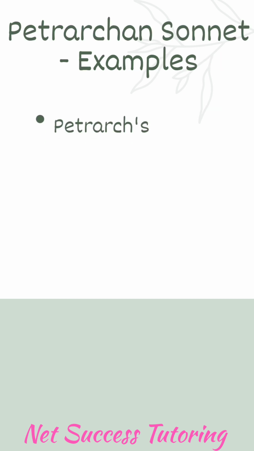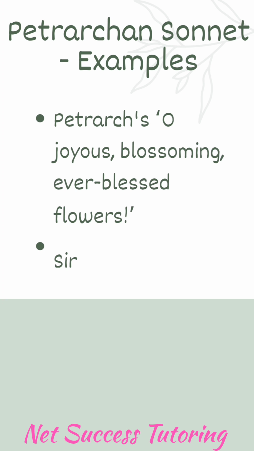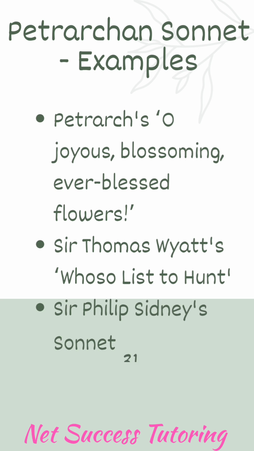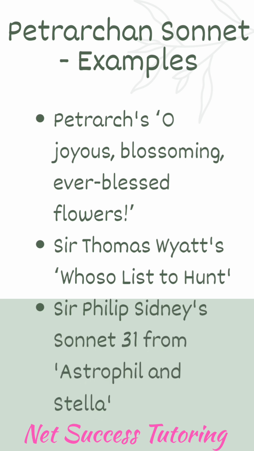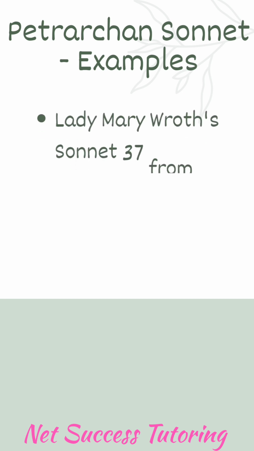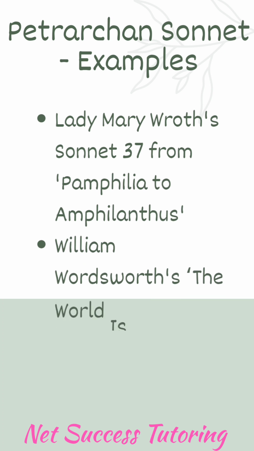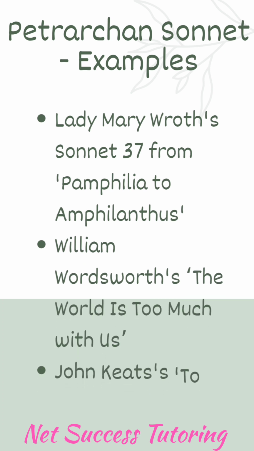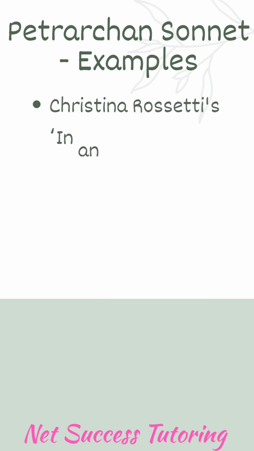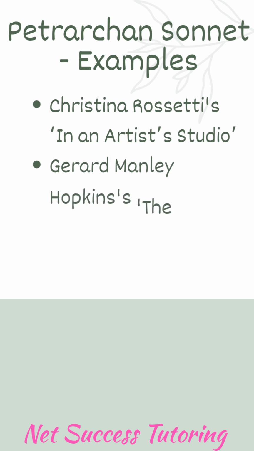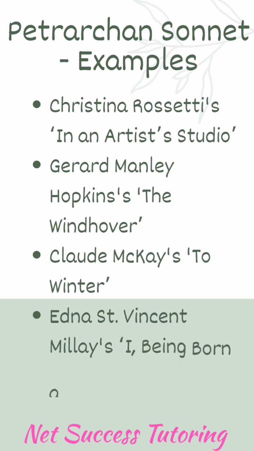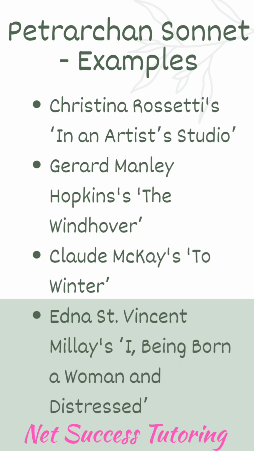The examples of Petrarchan sonnet are Petrarch's O joyous blossoming ever blessed flowers, Sir Thomas Wyatt's Whoso list to hunt, Sir Philip Sidney's Sonnet 31 from Astrophel and Stella, Lady Mary Wroth's Sonnet 37 from Pamphilia to Amphilanthus, William Wordsworth's The World Is Too Much with Us, John Keats's To Mrs. Reynolds' Cat, Christina Rossetti's In an Artist's Studio, Gerard Manley Hopkins' The Windhover, Claude McKay's To Winter, Edna St. Vincent Millay's I, Being Born a Woman and Distressed.